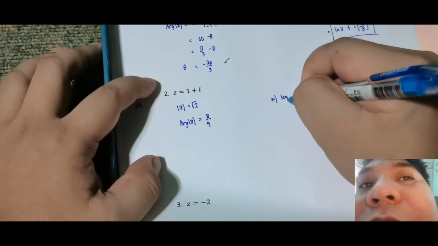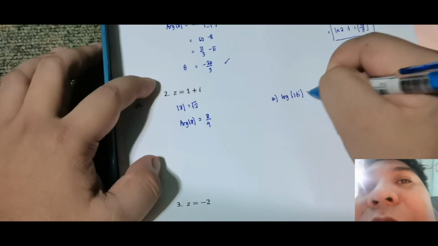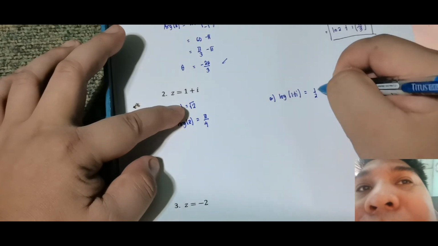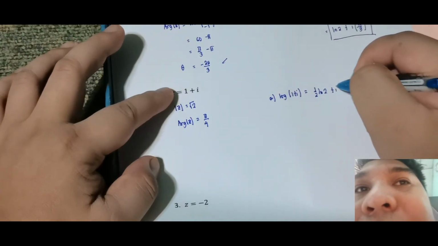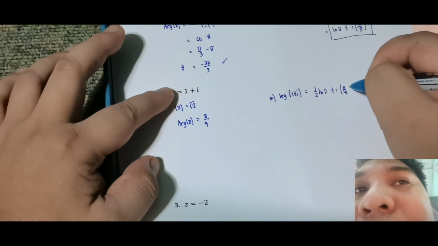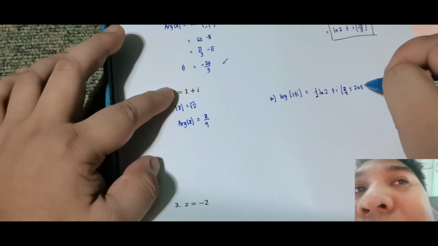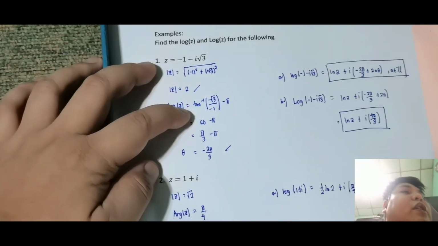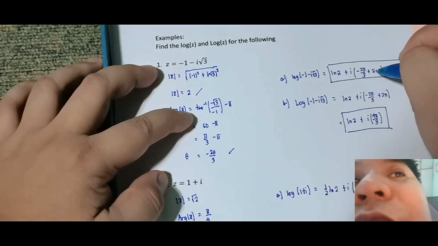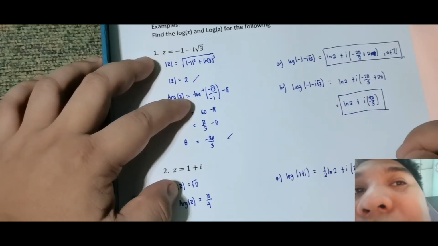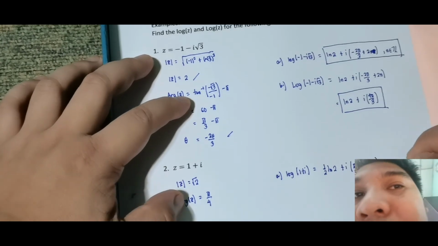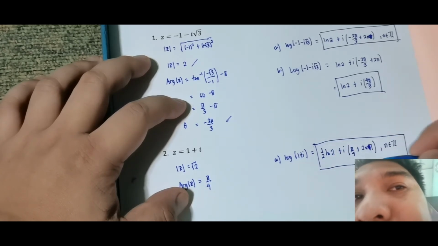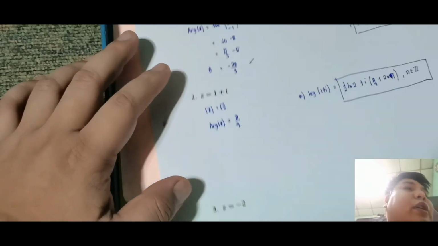So, since that is pi over 4, hanapin natin yung A. The logarithm of z o logarithm of 1 plus I is equal to ln of square root of 2 is 1 half ln of 2 plus I, then this is pi over 4 plus 2n pi for n element of integers. Okay, so sorry, medyo nakakalitan. Ang dami ko na rin iniisip sa number.